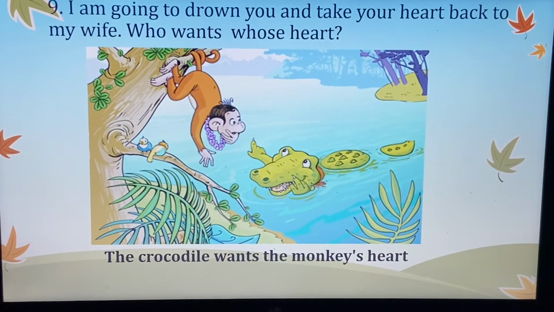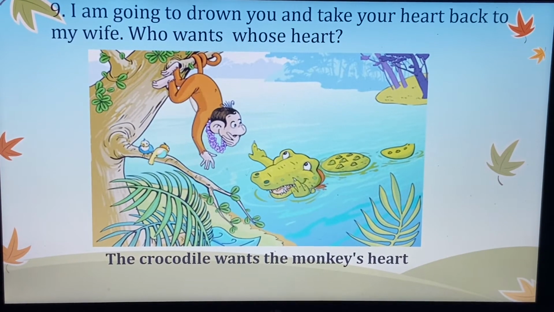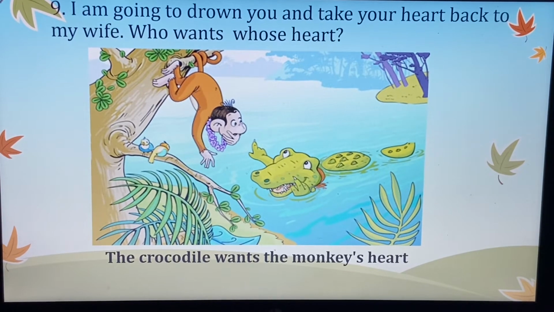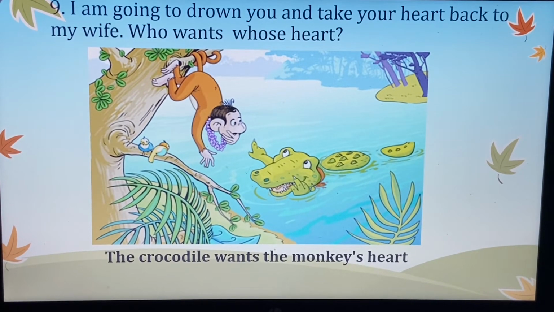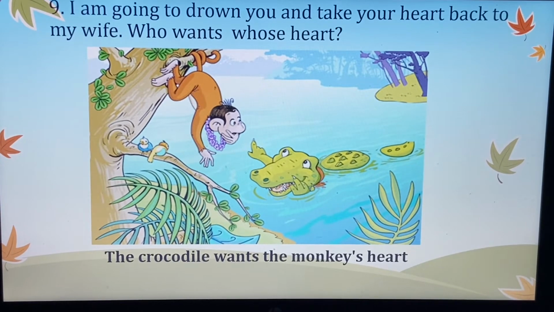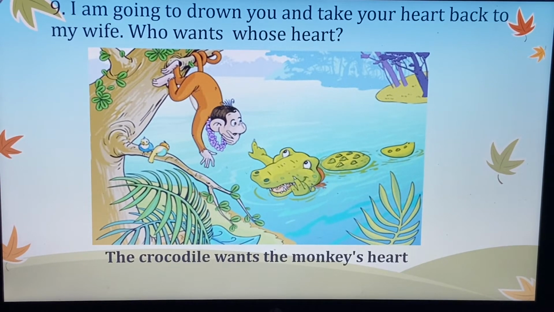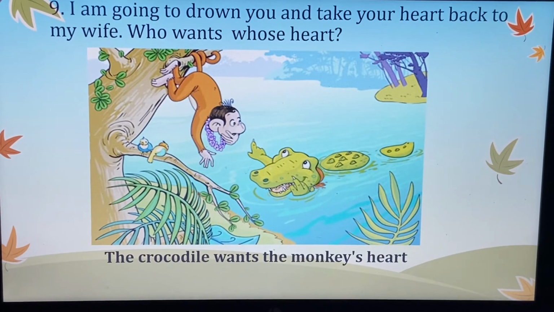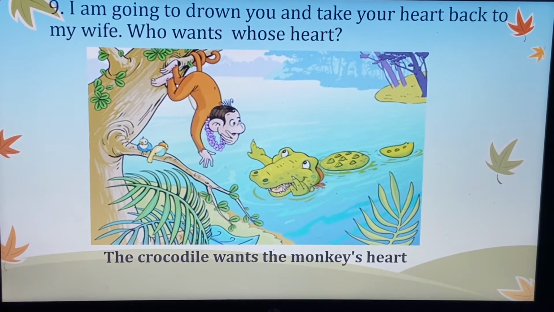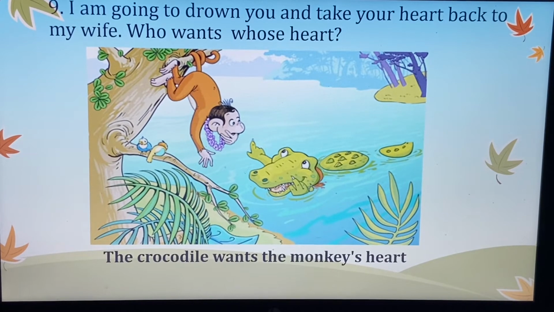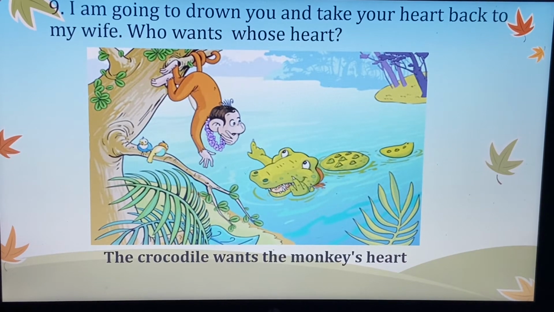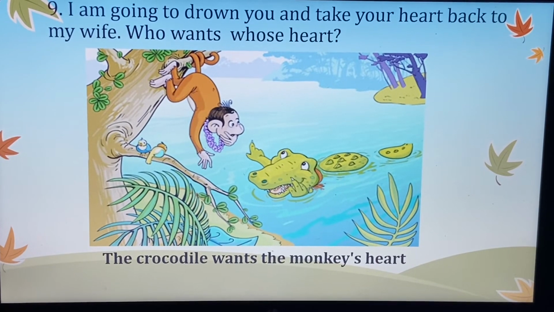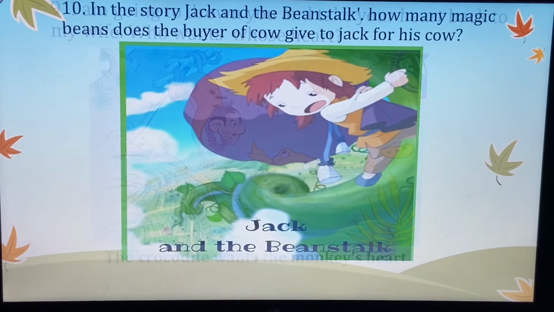Oh, here is another beautiful story. "I'm going to drown you and take your heart back to my wife." Who wants whose heart? Yes, this is correct. The crocodile wants the monkey's heart, and he said to the monkey that I will take your heart back to my wife. Fine. Now let's go further.